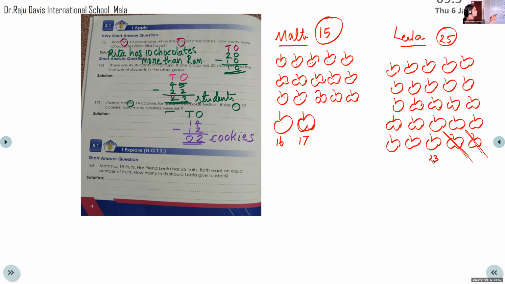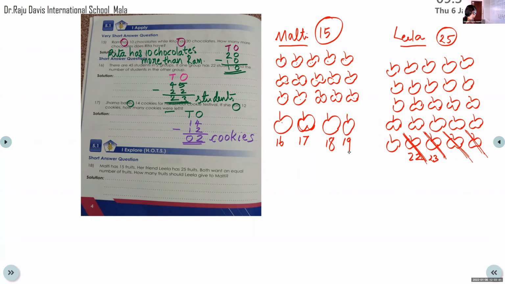Now Leela is giving one more fruit, so Malati got one more fruit. Now Malati is 18 and Leela becomes 22. But 18 and 22 are different, so Leela should give some more fruits. Now Leela is giving one more fruit, so Malati gets one more. Now she becomes 19. Yes, now 19 and 22.